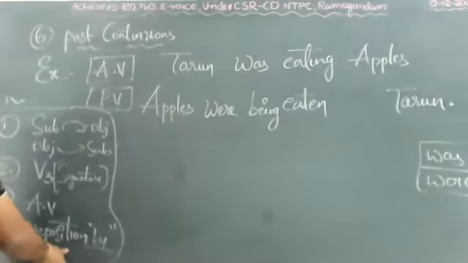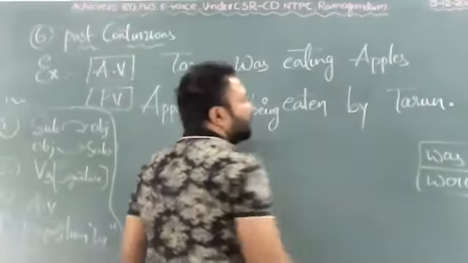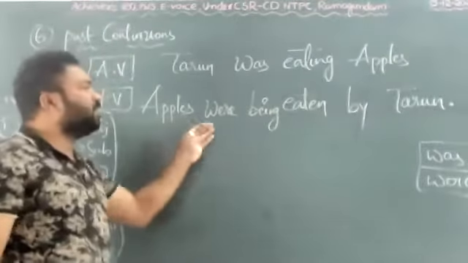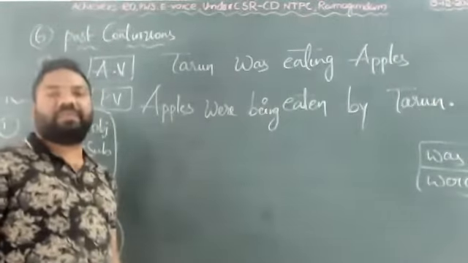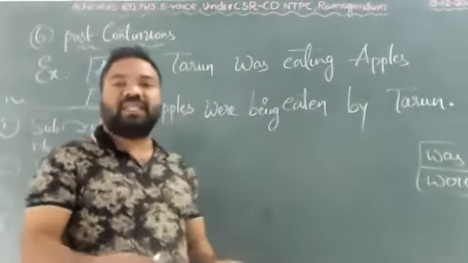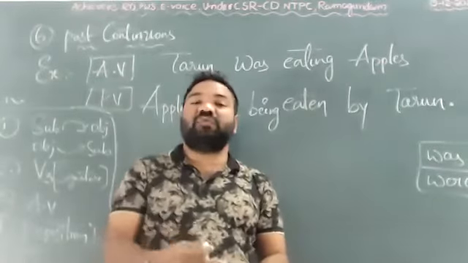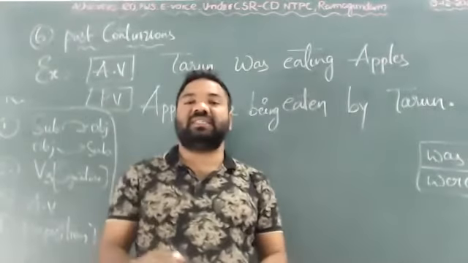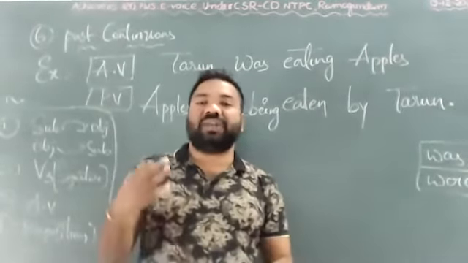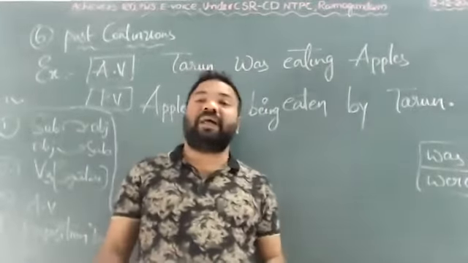What is the last rule? We have to use the preposition. Suitable preposition is by. So, apples were being eaten by Tharun. Apples were being eaten by Tharun. This is how we do to convert an active voice sentence which is in past continuous to past continuous passive form.